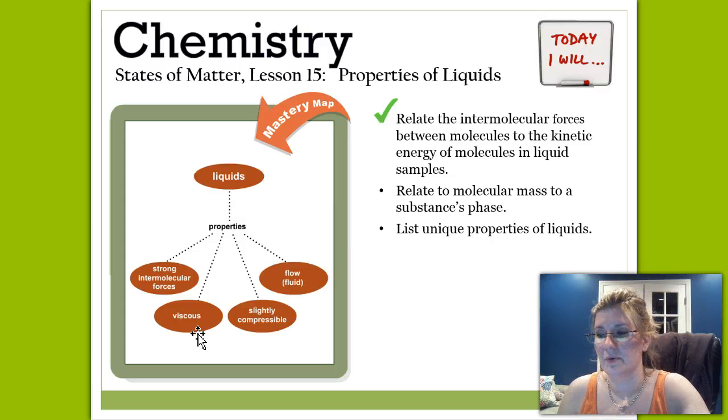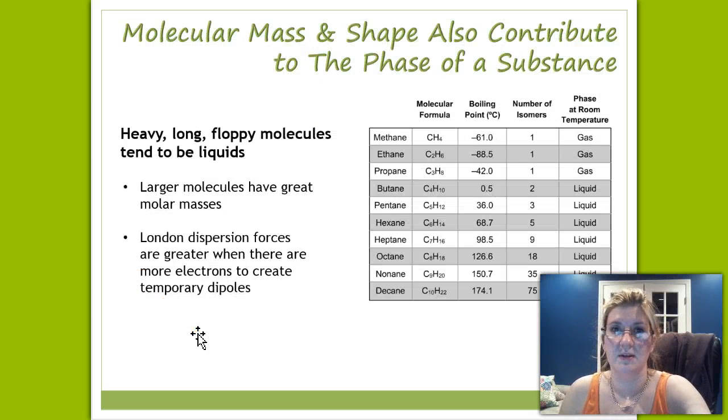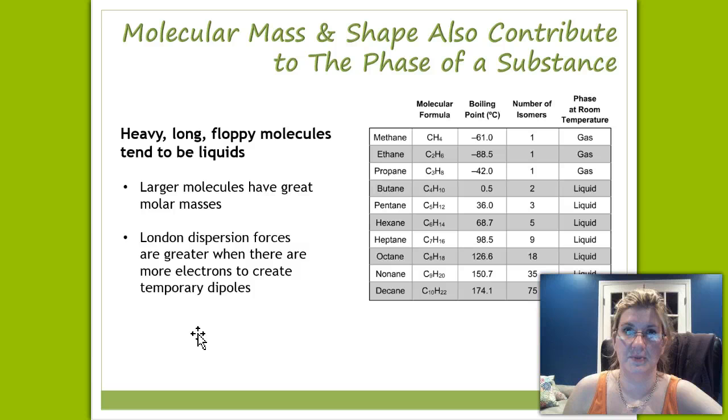The remainder of what we have here in the properties of liquids lesson is really going to tell us about liquids and how they behave and some unique properties about those. So the very first thing we're going to talk about is the fact that molecular mass and shape have a lot to do with what phase a substance will take.